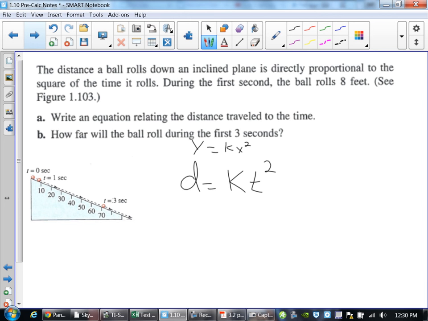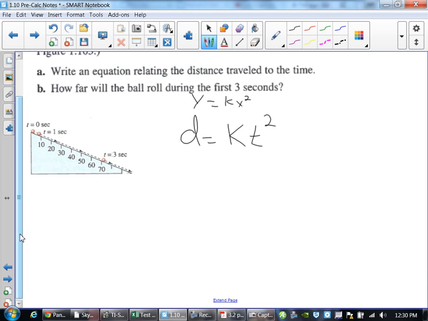Well, take a look here. Write the equation. We wrote the equation in terms of distance and time, so they'll want you to go with D and T. How far will the ball roll during the first 3 seconds? Well, we have to figure out the K value. During the first second, the ball rolled 8 feet. So to figure out what K is, 8 equals K times 1 squared.